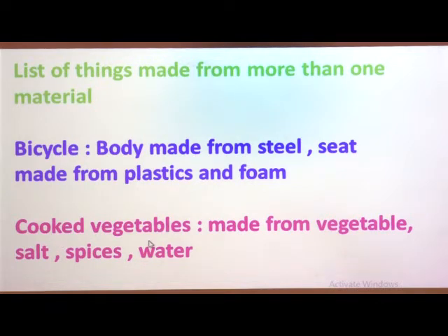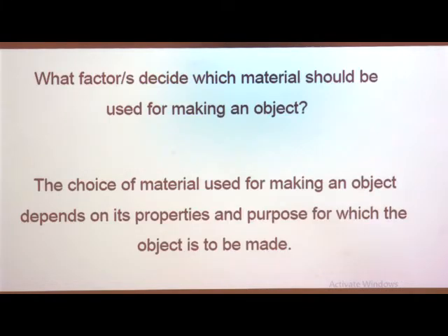As you know, vegetables are of different types. Now we have to prepare a vegetable. Let us take brinjal. To prepare a brinjal curry, what do we require? We require brinjal, then salt, spices and water. So to prepare only one thing, we require this many things. In the same way, different kinds of things can be made from different objects.